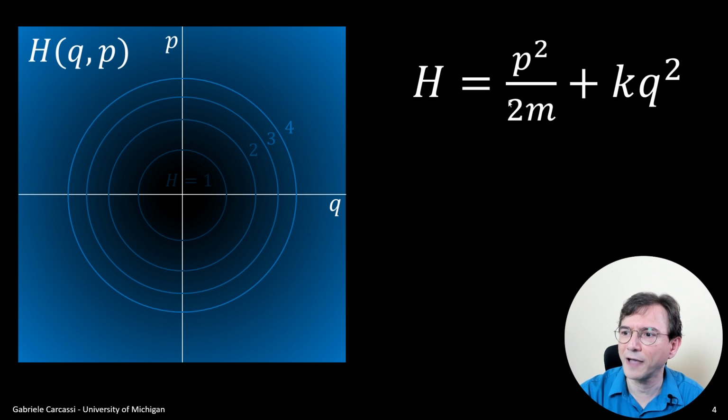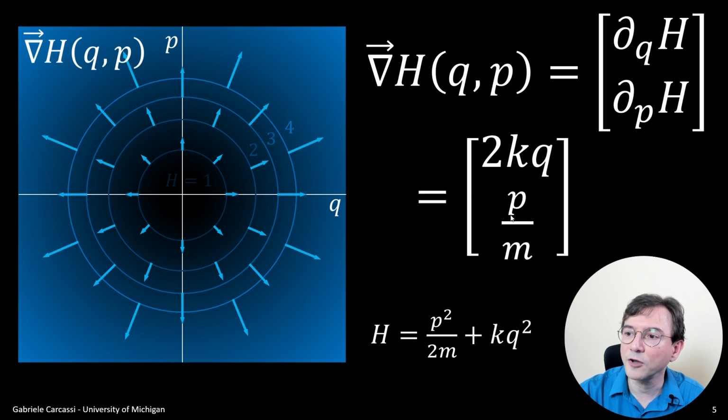Okay, so we start with a Hamiltonian. For example, this is the Hamiltonian for a harmonic oscillator. The bluer it is, the higher the value of the Hamiltonian. And these lines here are surfaces at equal H. So this would be H equal 1, this H equal 2, H equal 3, and H equal 4 in some units. They would form circles, right? So this is the Hamiltonian, and it's just a function of position and momentum.